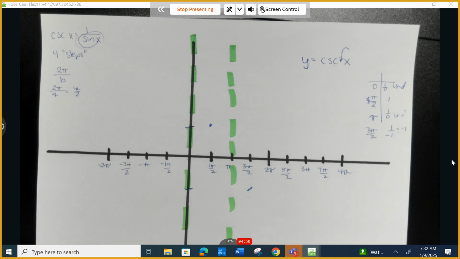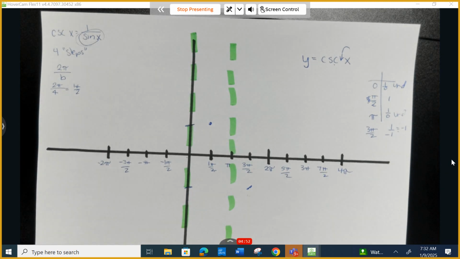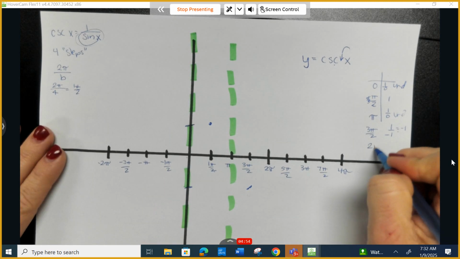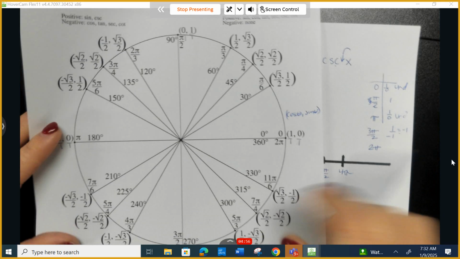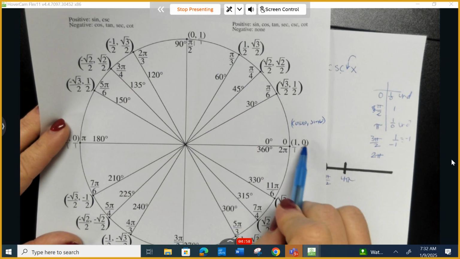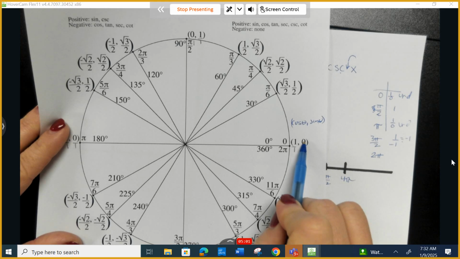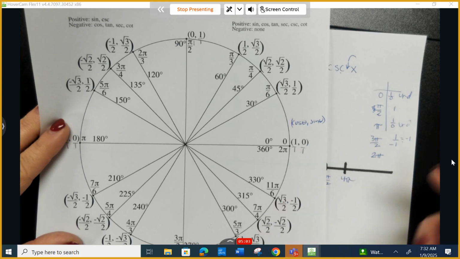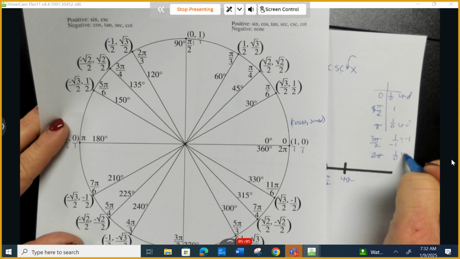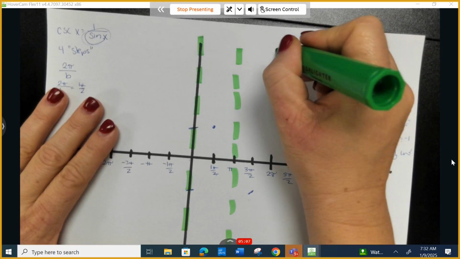Let's do one more step, and then we can simply follow a pattern. So at 2 pi, what's happening at 2 pi? I've done one revolution around the unit circle. I'm looking at the sine. Instead of it being 0 over 1, I want the reciprocal for cosecant, which is 1 over 0. That is undefined, so I'm coming over here.